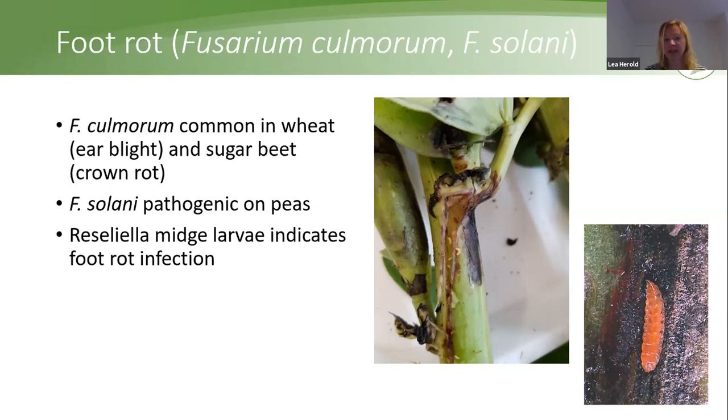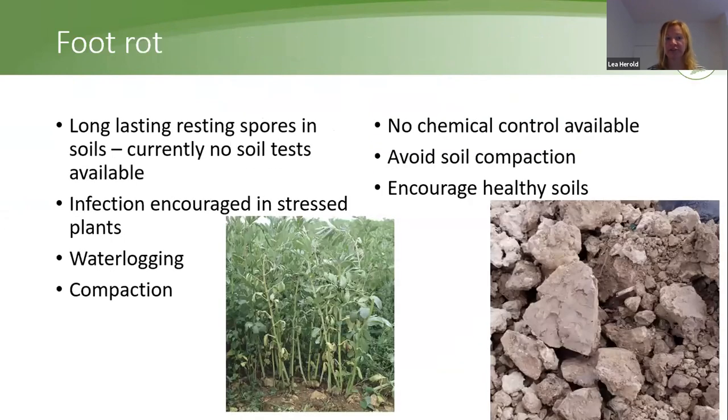Foot rot leads to rotting of the roots and the stem, and the Resseliella midge larvae take advantage of it. It feeds on the decaying tissue. The larvae itself does not cause any harm to the plant. But if you find these brightly orange colored larvae in your bean crop, then this is a good indication that your plants might be infected by foot rots. As I said before, they are soil-borne diseases, so they survive as long-lasting resting spores in soils.